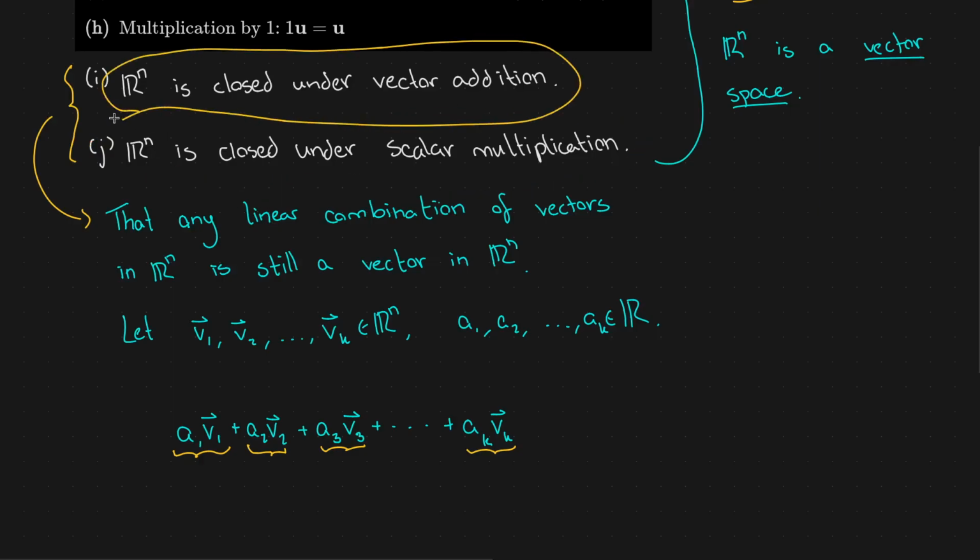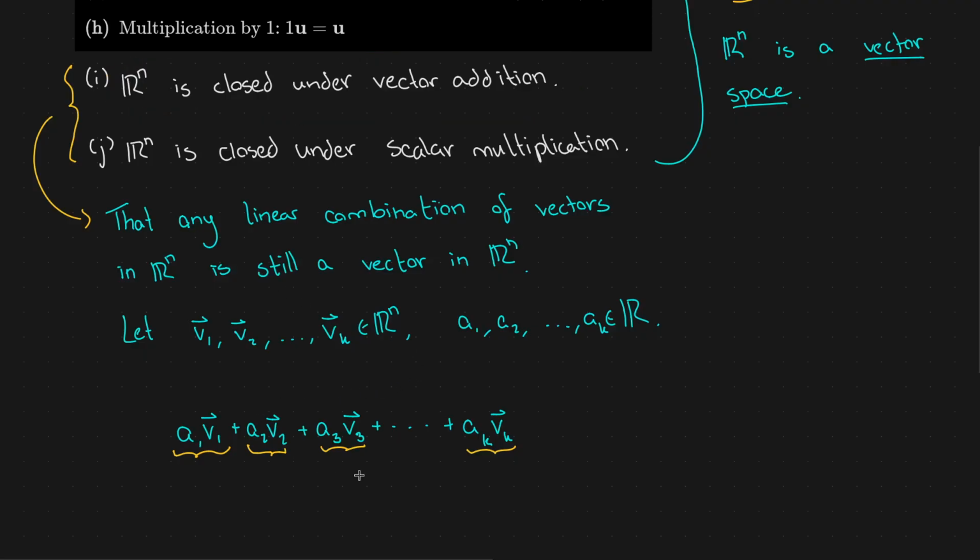Being closed under vector addition, that means if I take any two vectors that are already in the set, they stay in the set. So if I take this vector and this vector in Rn and I add them together, the result will still be in Rn. And then if I take that result and add in this vector, the result will still be in Rn. And I can keep doing that until I add in the last vector, the result will still be in Rn. So this linear combination of vectors will still be in the same vector space.